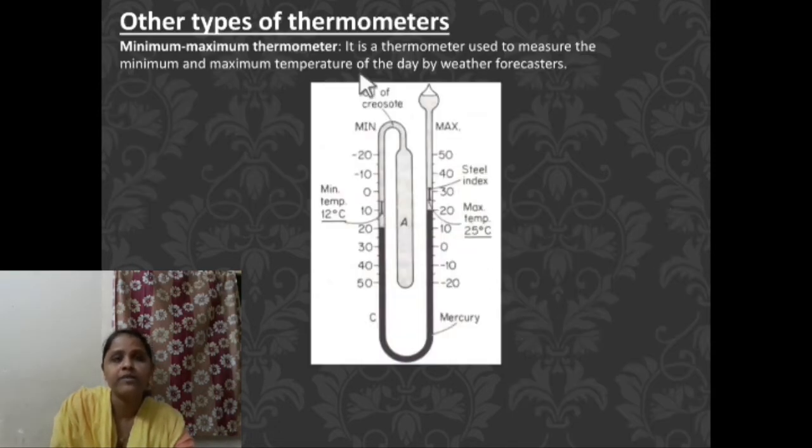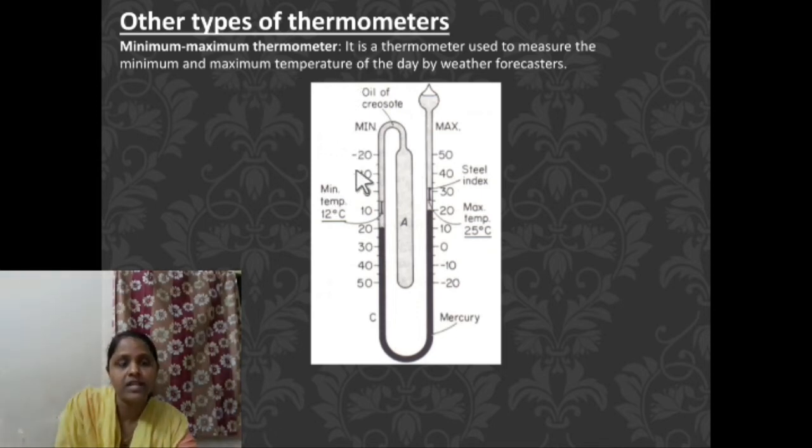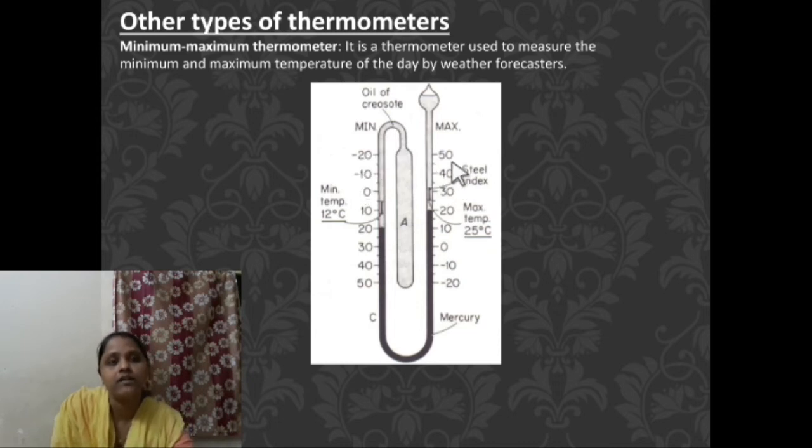Then the third type of thermometer is the minimum and maximum thermometer. We use this type of thermometer for measuring the temperature of the weather, by weather forecasters. In this type of thermometer also we use mercury only, and the lower or minimum level of temperature is minus 20 degrees Celsius, and the higher level is 50 degrees Celsius. It means we measure temperature from minus 20 degrees Celsius to 50 degrees Celsius. Okay, this is about the minimum maximum thermometer.